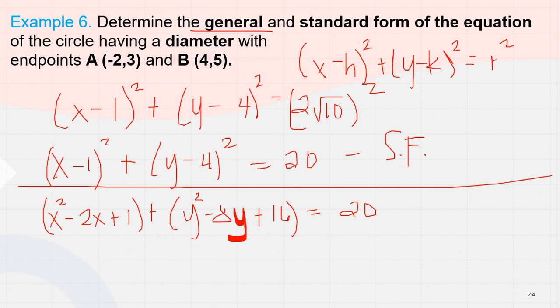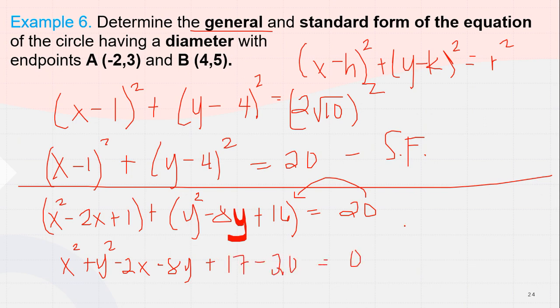And we have the constant number 20. Okay, and since we're looking for the value of general form, and the general form is always equal to 0, so we need to transpose 20 to the other side, and 20 will become negative 20. The general form is x squared plus y squared plus ax plus by plus c is equal to 0. That is our general form, di ba? So x squared plus y squared, negative 2x, susunod si y, negative 8y, plus 17 minus 20 is equal to 0. Yes, may tanong ba?